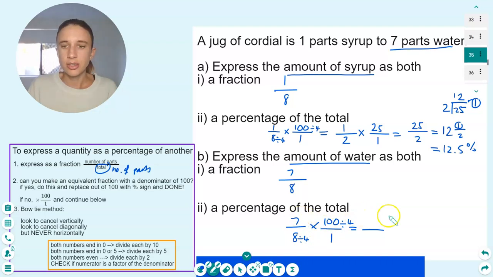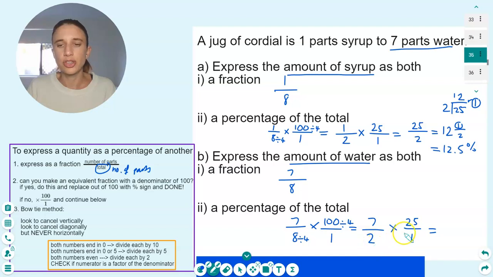Now let's write it. So 7 stays as is. 8 divided by 4 is 2. 100 divided by 4 is 25 on 1. And then let's look. Can we make that any simpler? Any common factors between 2 and 25? Sadly not. Okay, but let's now multiply numerator by numerator and denominator by denominator. 25 times 7. I'm just going to do a little calculation. 7 5s are 35, 7 2s are 14, 15, 16, 17. So we've got 175 on the numerator, on 2.